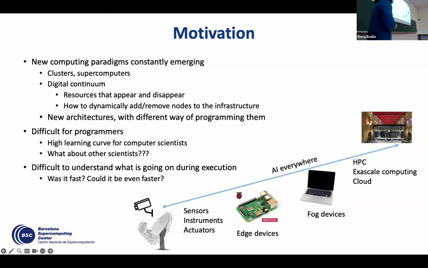We have also new architectures coming. Some years ago, we had the GPUs, and also FPGAs, tensor units. We have quantum computing. And each of them a different way of programming them. Also, not only the devices are different, sometimes different types of computations. So traditional HPC is programmed with MPI, C, Fortran, but big data and AI are more programmed with Python, with specific environments, different types of data structures.